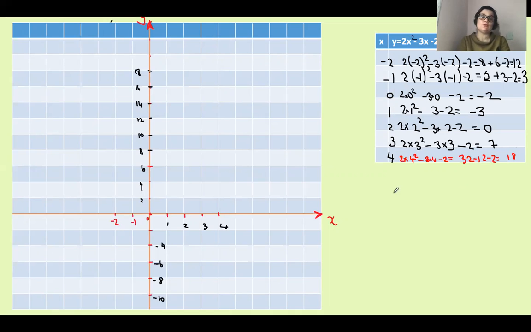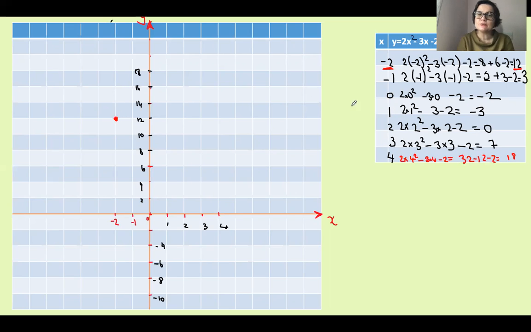Now is the time where you plot the points. So the first one is going to be minus 2. Do a little underlining with a different color, like me, just so that it's more visual. And you do not mix the values of x with the values of y. So minus 2, 12. Let's find where minus 2, 12 is. This is where 12 is. So this is minus 2, 12.